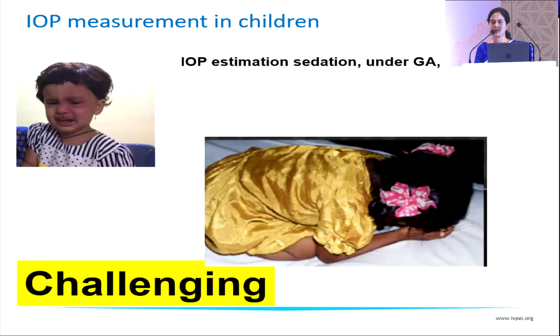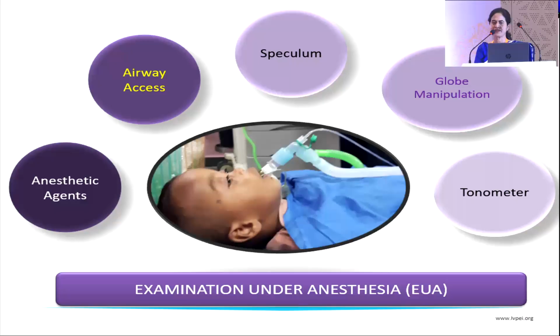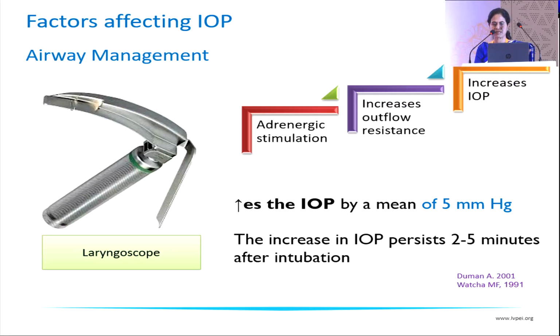So one can do IOP estimation depending upon the age of the child and the cooperation, either in an awake state, under sedation, or under general anesthesia. The issue with general anesthesia, as Vinay just pointed out, is that there are several features that can affect the way the IOP is estimated. I'm not saying that you should not do an examination under anesthesia. We need to do it, especially if you have to decide whether to treat or not to treat, or you have to step up your treatment.